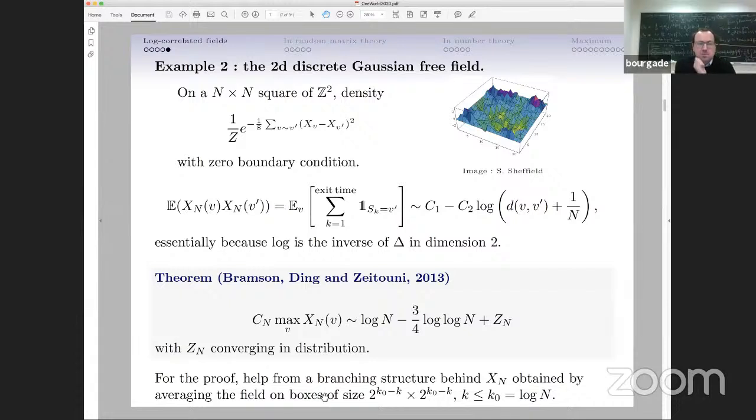The second example is the 2D Gaussian free field in the discrete setting. I pick a box in Z2. Let's say that we have zero boundary conditions, and the density of random variables indexed by the vertices is this Gaussian density, which is exponential minus the sum of the squares of the differences for nearest neighbors. So this is really a system of springs of nearest neighbor type.